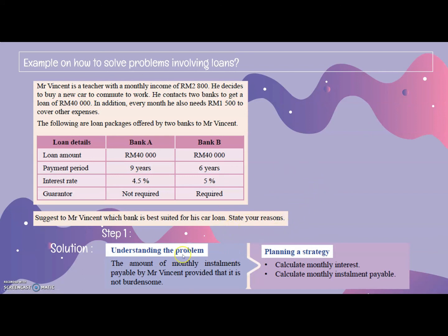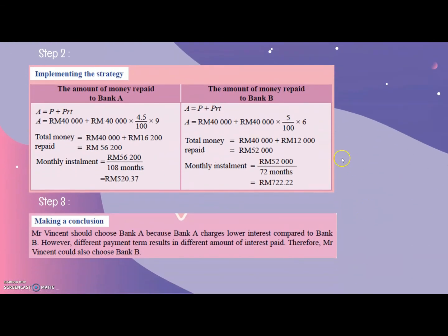The first step is to understand the problem. The problem is the amount of monthly installment payable by Mr. Vincent, provided that it is not burdensome. Then you have to plan the strategy: calculate the monthly interest, and then also calculate the monthly installment payable. Second step, implement the strategy.